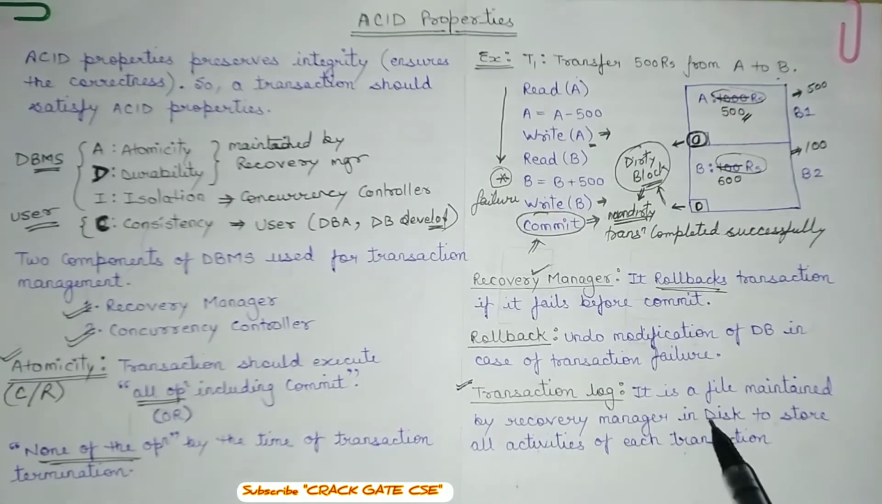So the transaction log is a file which is maintained by the recovery manager in the disk to store all the activities of each transaction. So whatever activities have been performed in a transaction, that is stored in a file. That file is known as a transaction log. So let me show you how that transaction log would look, so that you can understand it in an easy way.